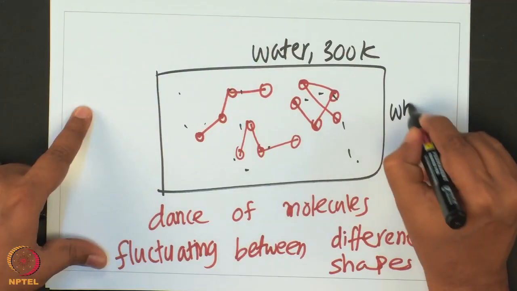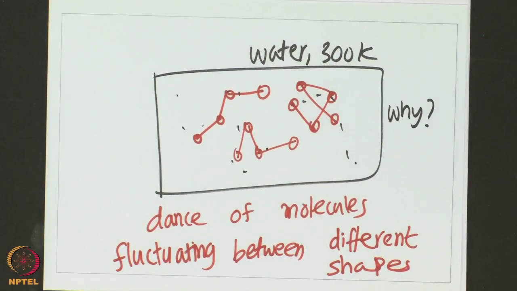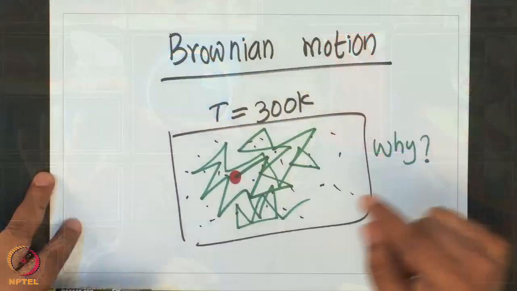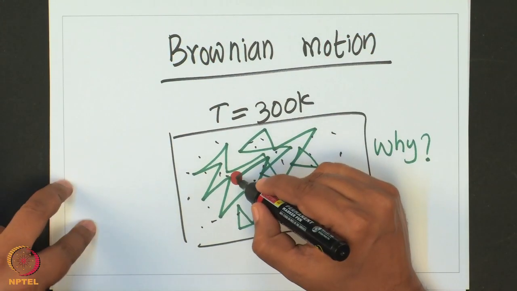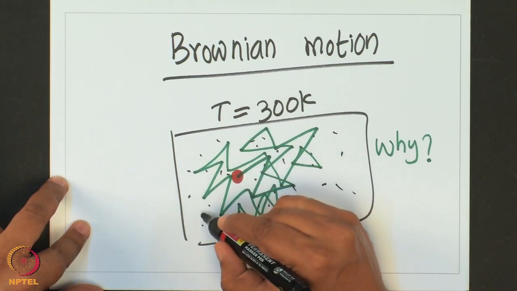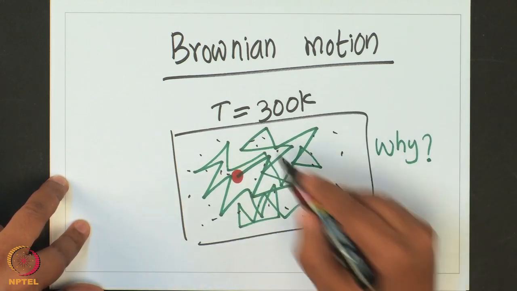This is possible. So why? How is this happening? The answer to this is a phenomenon called Brownian motion. So let us come here. What happens in Brownian motion is the following. The water molecule does a random motion because of the temperature.